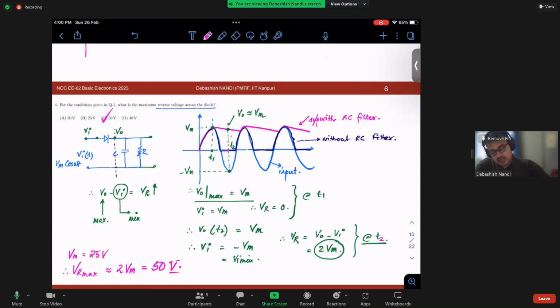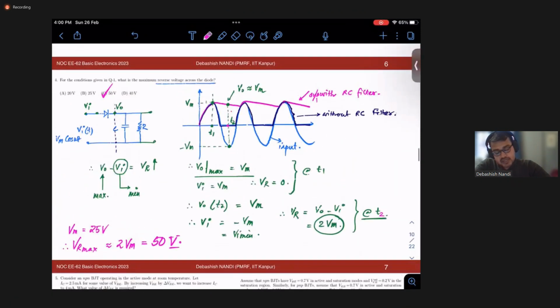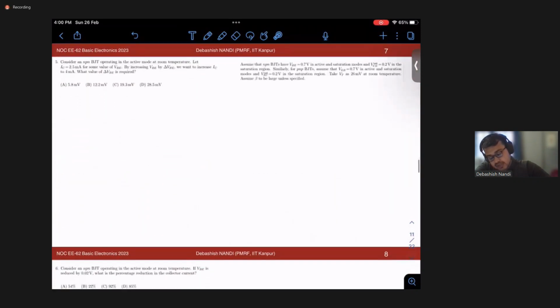Okay, let's continue. There was a correction. This should be T2, right? This should be T2. I by mistake put it as T1. This is this point. Okay. So let's begin with the BJT circuits.